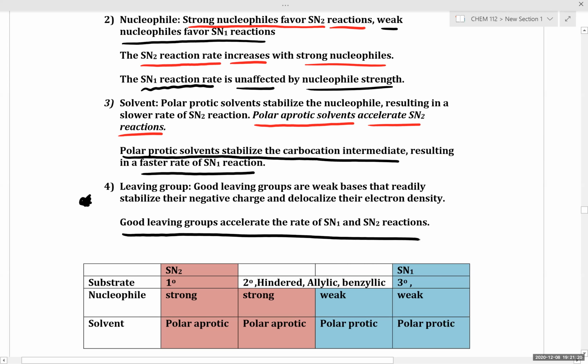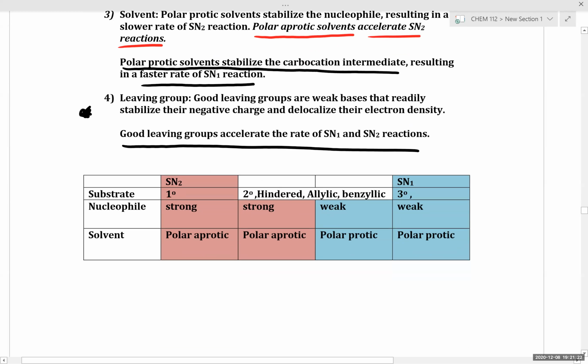So I've made a table that can help you think through whether you have an SN2 or SN1 reaction. Just to show you how it works, first you consider your substrate. If you have a primary substrate, it's going to be SN2. If it's a tertiary substrate, SN1, overwhelmingly, without a doubt. Now, secondary, hindered, allylic and benzylic substrates are more ambiguous. That's where you need to look at your nucleophile and solvent.